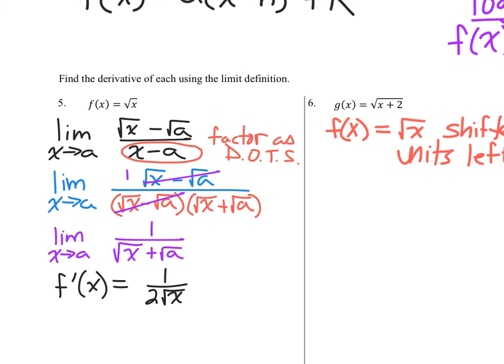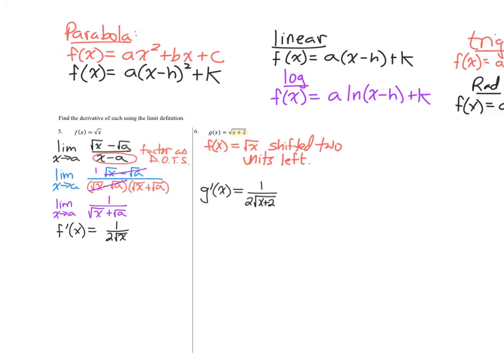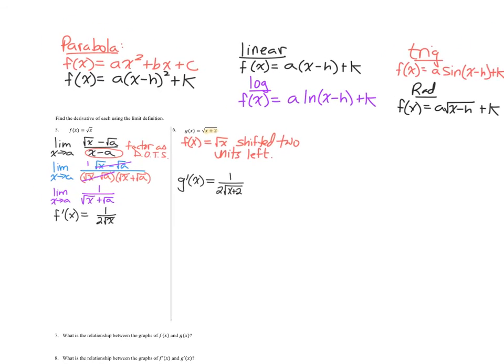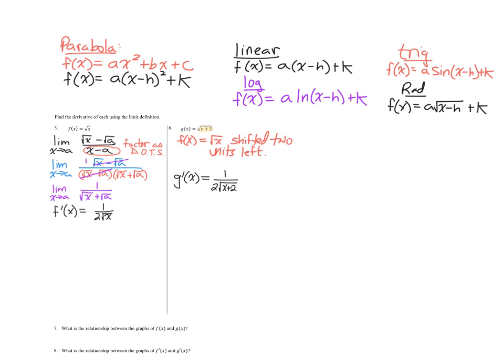Just a question of, okay, well now that I have that, how does that help me get the other guy? And the good news is, it's pretty much going to flat out tell me what the other guy is, because the other one is going to follow the same model, only because it's a horizontal translation. So g prime of x would be 1 over 2 times the root of x plus 2. And I didn't have to do any real work to get it.